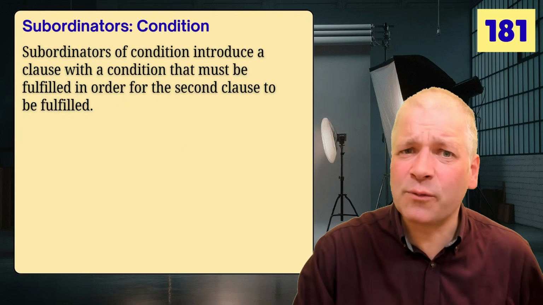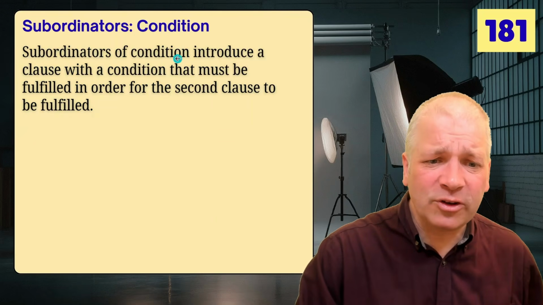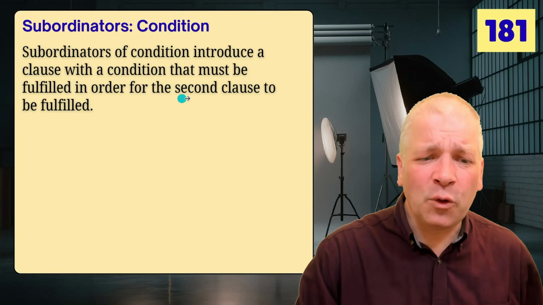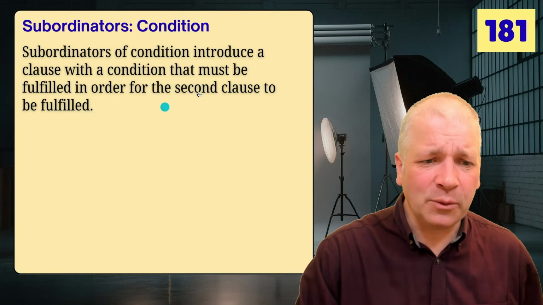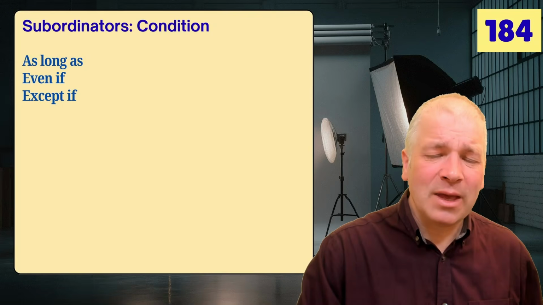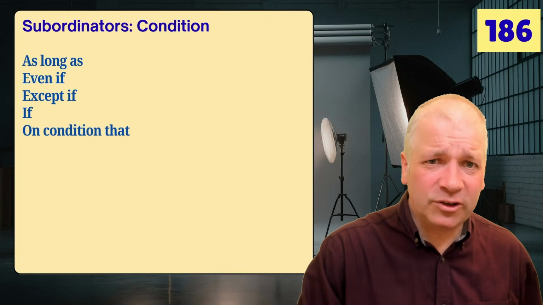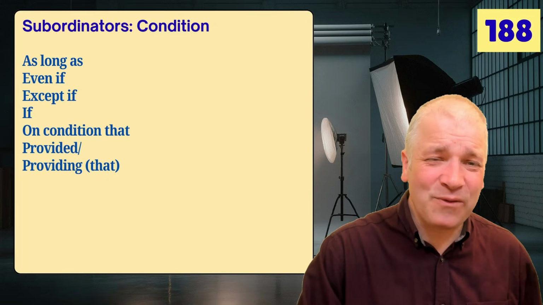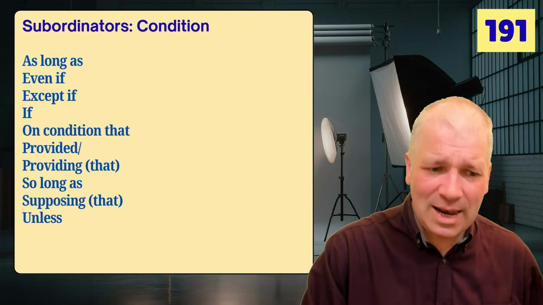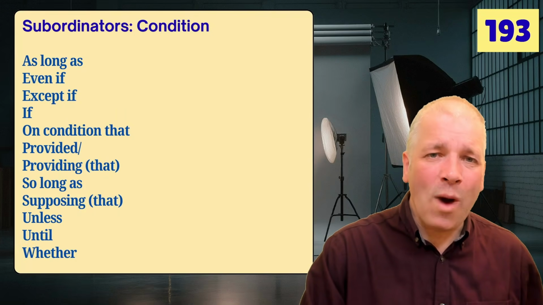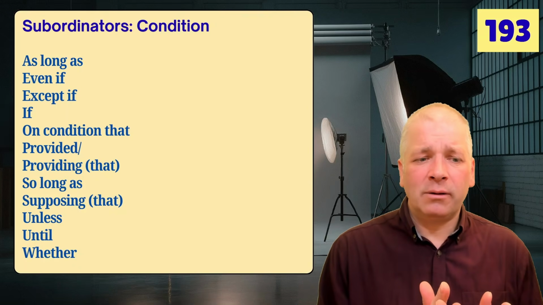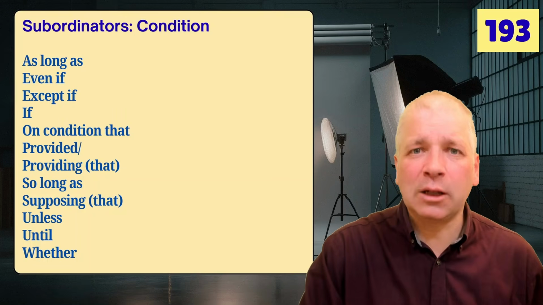And then we have subordinators of condition. Subordinators of condition introduce a clause with a condition that must be fulfilled in order for the second clause to be fulfilled. And subordinators of condition are as long as, even if, except if, on condition that, provided, providing that, so long as, supposing that, unless, until, whether. All of these words will introduce a subordinating clause that gives the condition for the main clause.